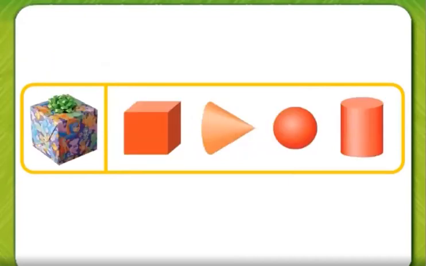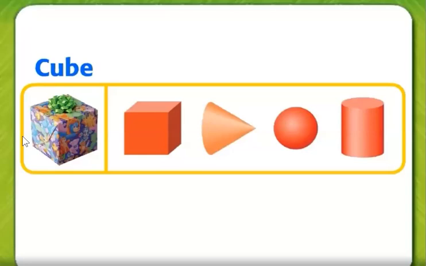Let's try another one. First, identify and describe the object. This gift is a cube. All right, K5, so we know that the gift is a cube. What can the cube do? Can it stack? Can it roll? Can it slide? So we know that the cube can slide and stack.